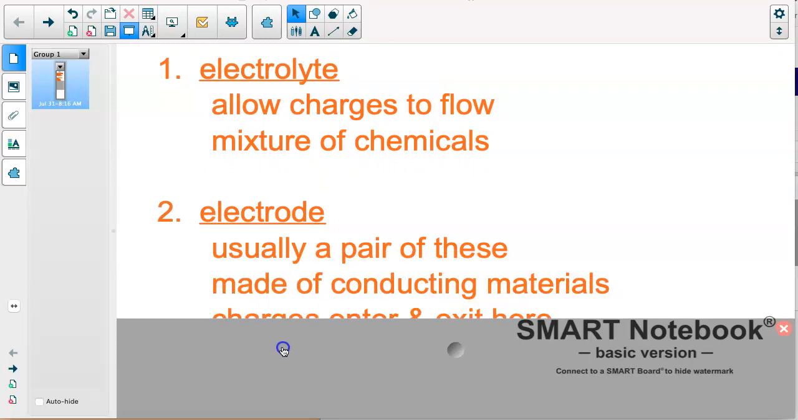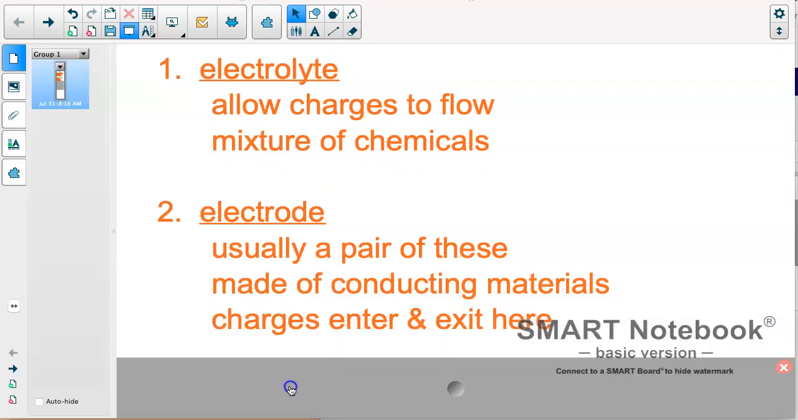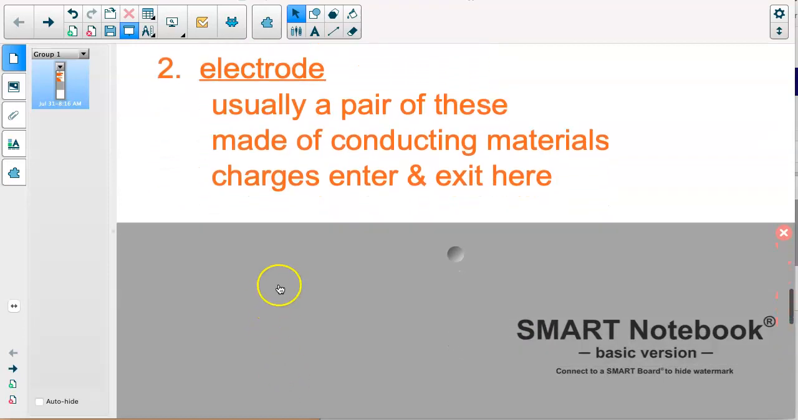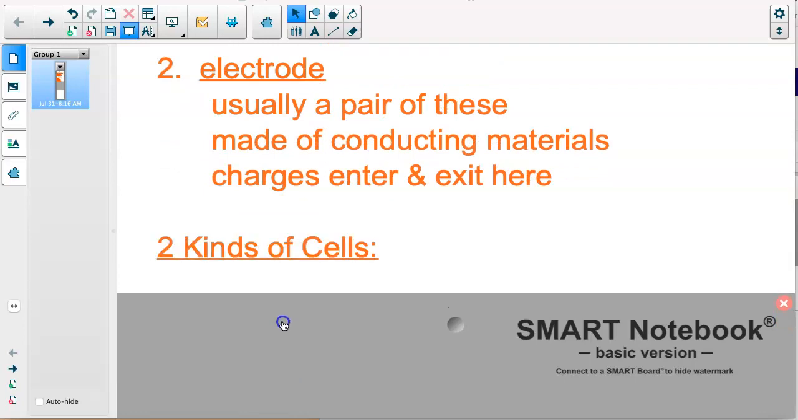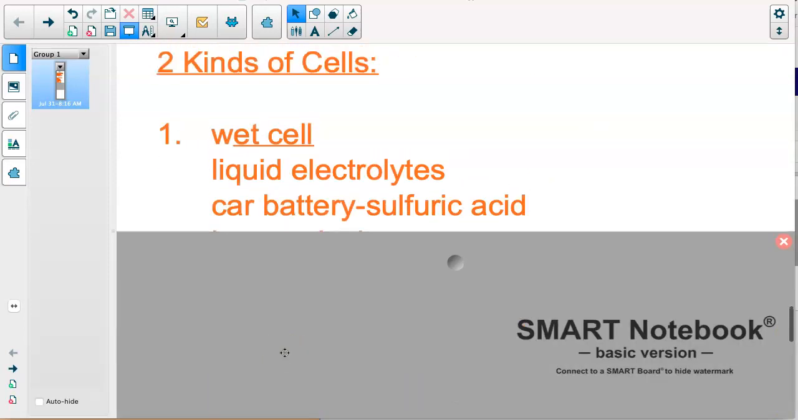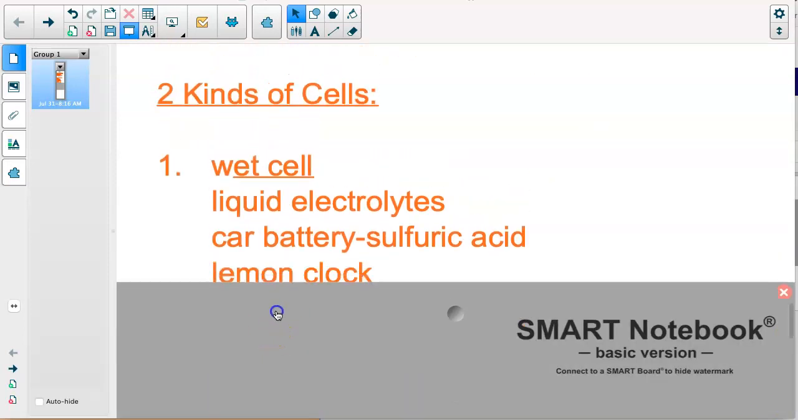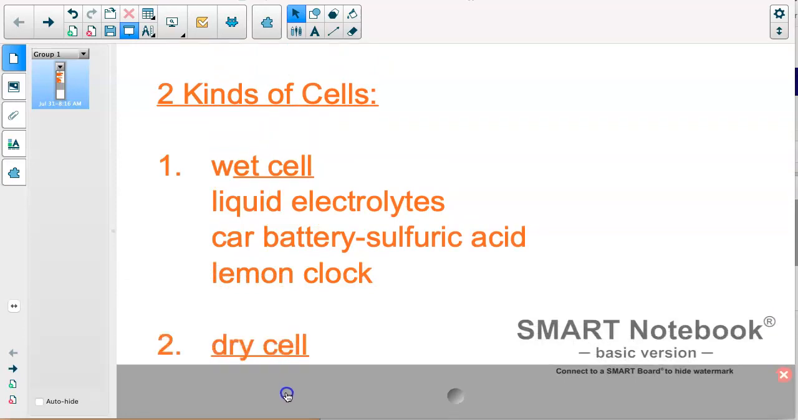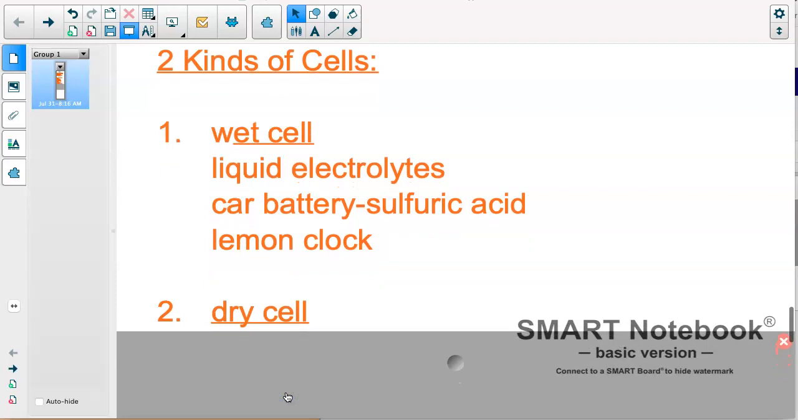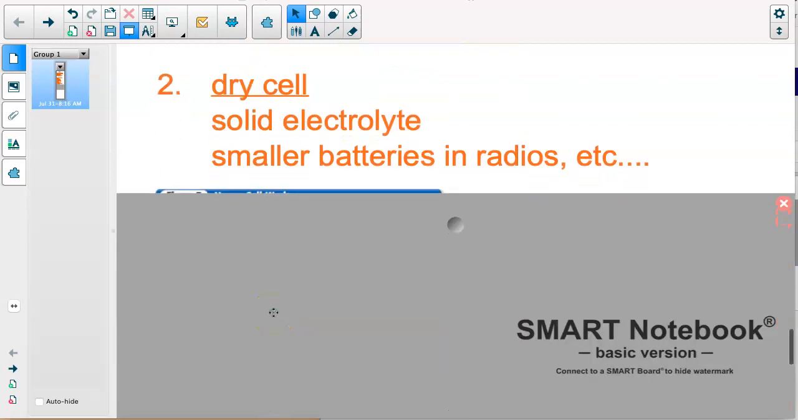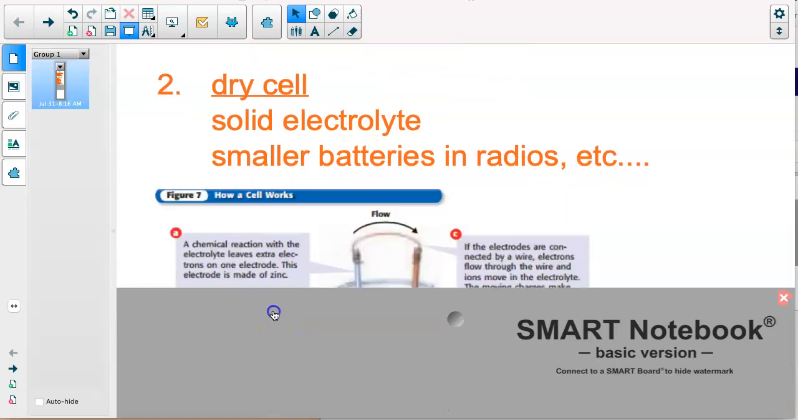So anyways, there are also electrodes. These are usually in pairs, and they have conducting materials, for example, copper or zinc. This is where the charges enter and exit. And then I mentioned the two kinds of cells. You have wet cell batteries, right, that use liquid electrolytes. If you've ever made a lemon clock or seen one, that's a great example. And then dry cells, of course, use a powder, a solid electrolyte. Like I said, those are our smaller batteries that we use in our houses.